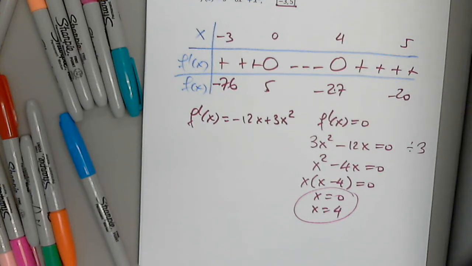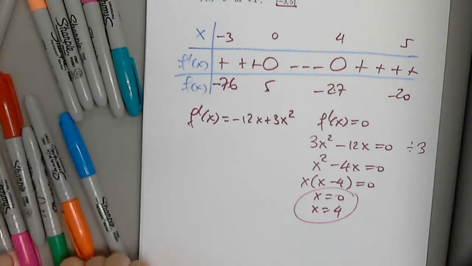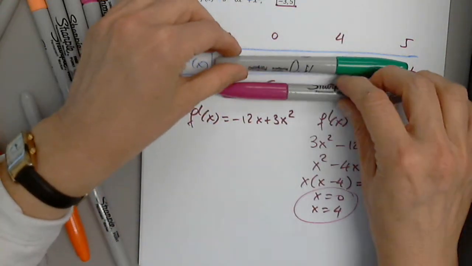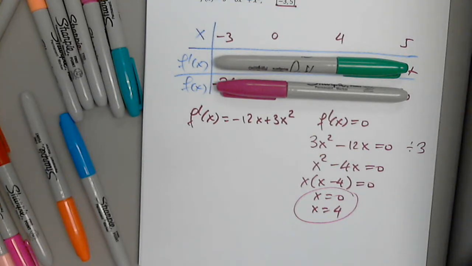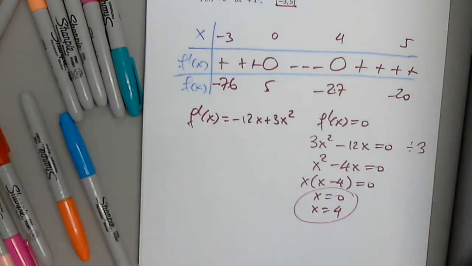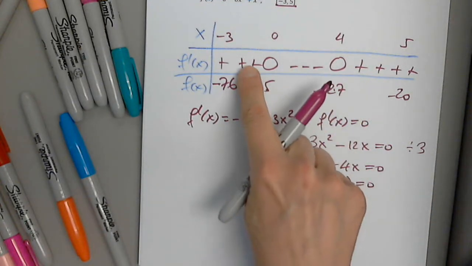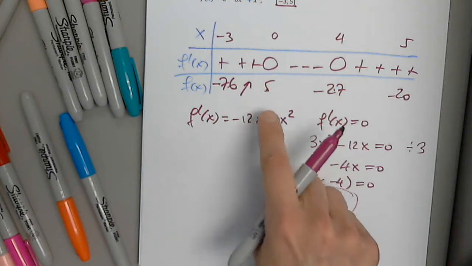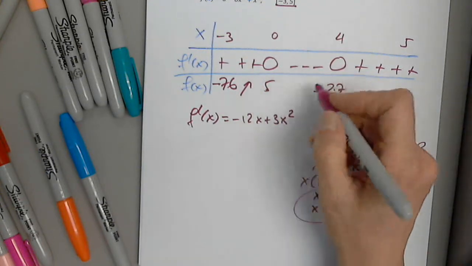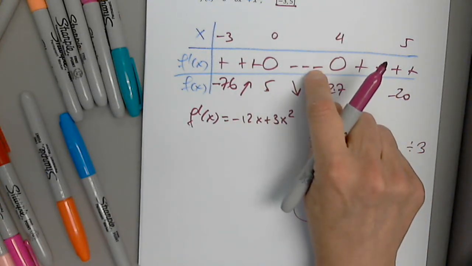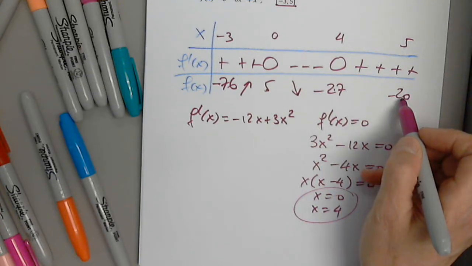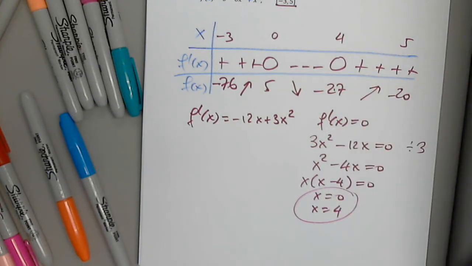You can plug in numbers, you don't have to, but this is the easiest thing to do. So now I check. Remember, these two rows have to work well together. If they don't, I'll say, oops, I made an error somewhere. From -76 to 5, yes, it's increasing, and that is supported by the sign. From 5 to -27, yes, it's decreasing, and it's supported by that sign. And -27 to -20 is increasing, and it's supported by that sign.